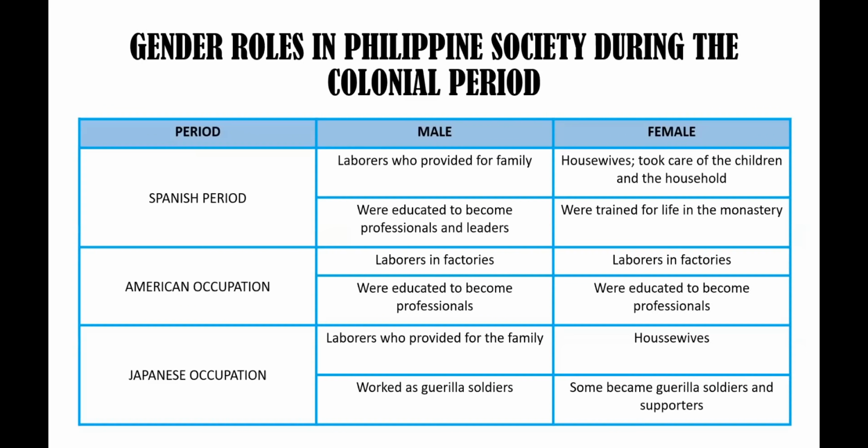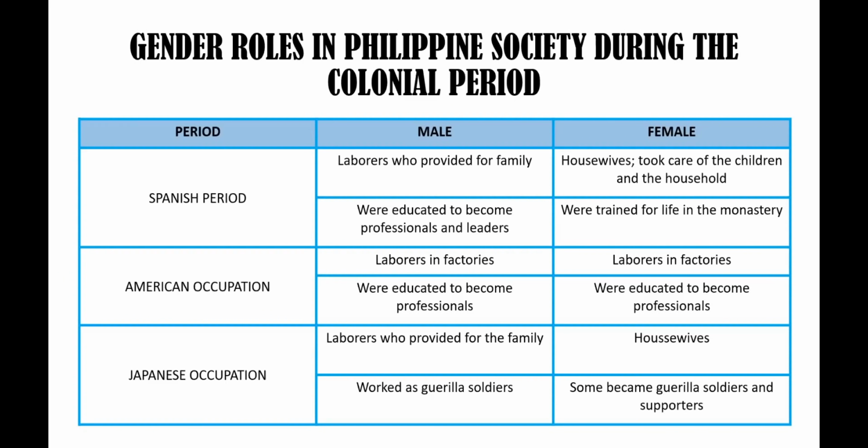Also, during the Spanish period, the gender role of females was that they were trained for life in the monastery. So next we have the American occupation. In the American occupation, our gender roles changed. Both male and female experienced the same rights in a society. So what men can do, mahimo pod sa female. For example, if men can be laborers, then women can be laborers. If a male can become educated and a professional or leader, then a female can do it as well.